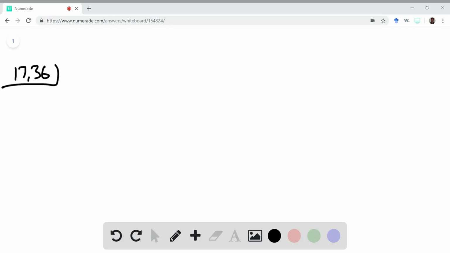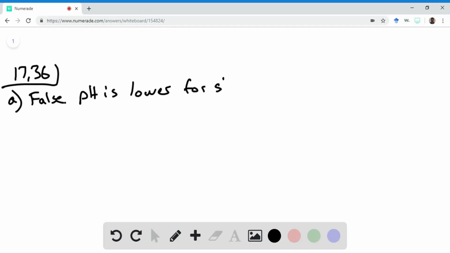So the first statement in this problem is that the pH at the beginning of the two titrations will be the same. Now, since we know we have a strong and a weak acid here, this is false. The pH will be lower for the strong acid, for nitric acid, than it will be for acetic acid.